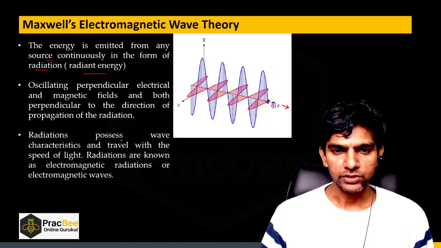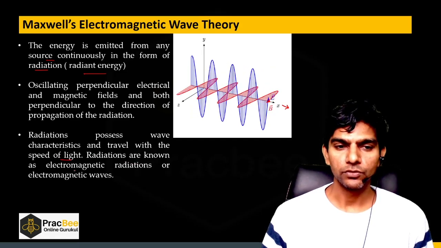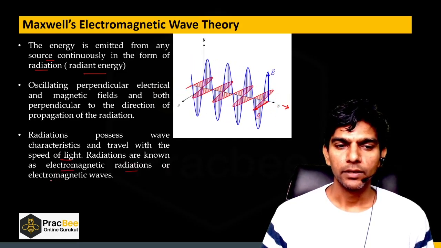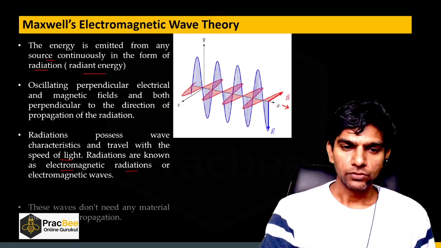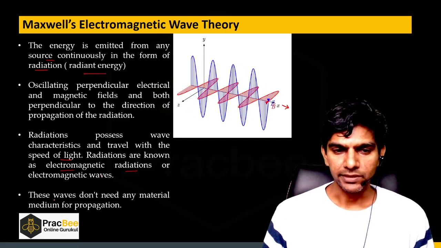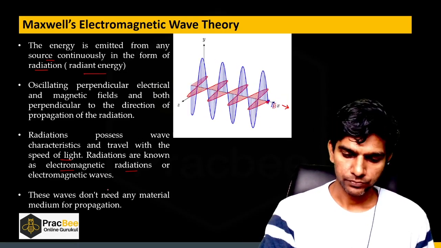And the radiation possesses wave characteristics and travels with the speed of light. These radiations are known as electromagnetic radiation or electromagnetic waves. You must have studied this in EM waves, right? And the last point about this theory is that these waves do not require any material medium for their propagation. They can travel through vacuum.